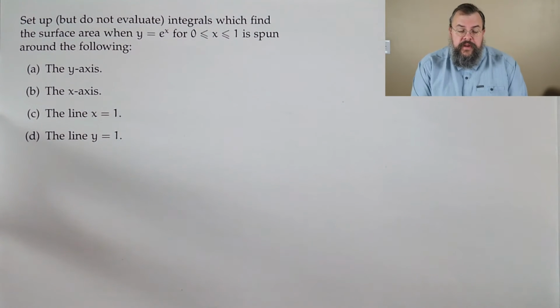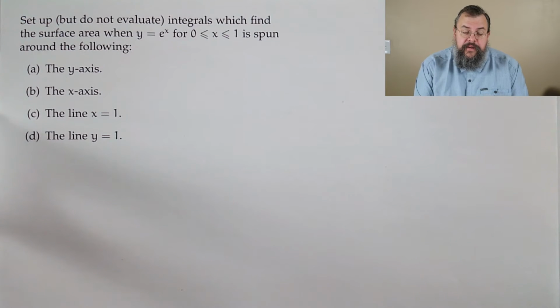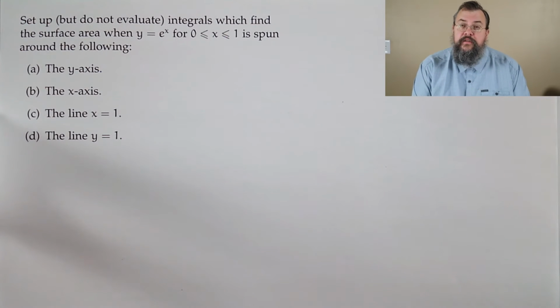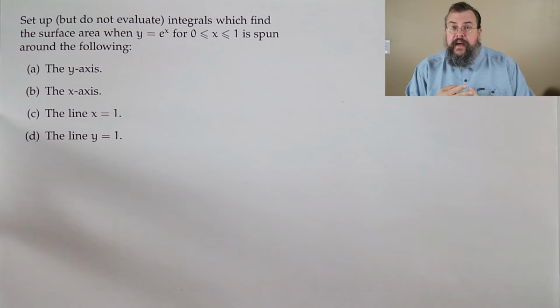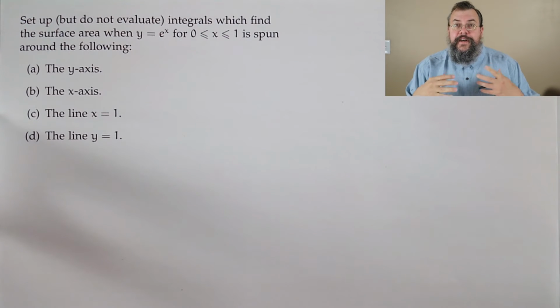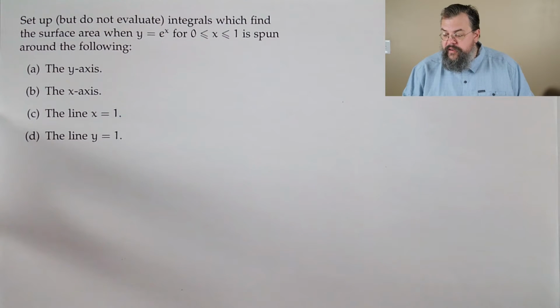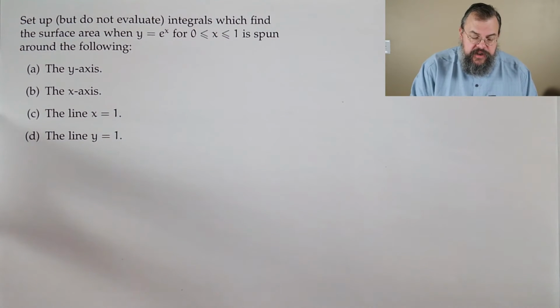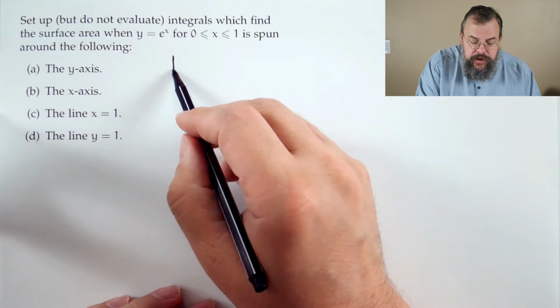Now, our next problem. Set up, but do not evaluate, integrals which find the surface area when y equals e to the x, where x goes from 0 to 1, is spun around the following: the y-axis, the x-axis, x equals 1, y equals 1. Okay, so we're going to think about what our various pieces are. It's going to be helpful to have a picture of what's going on in our situation, so let's do a quick sketch.